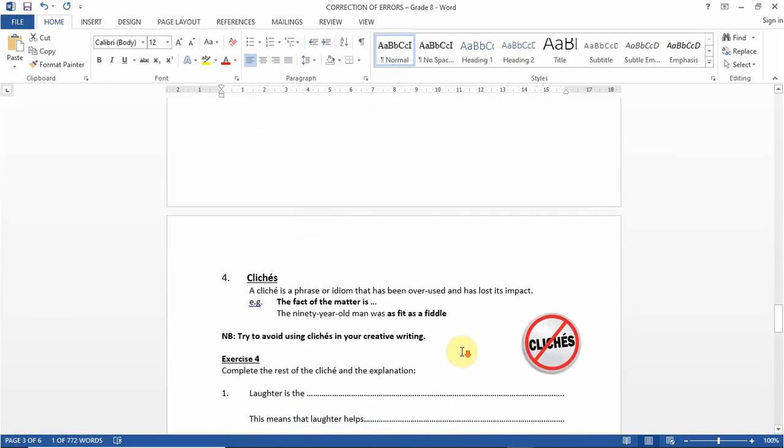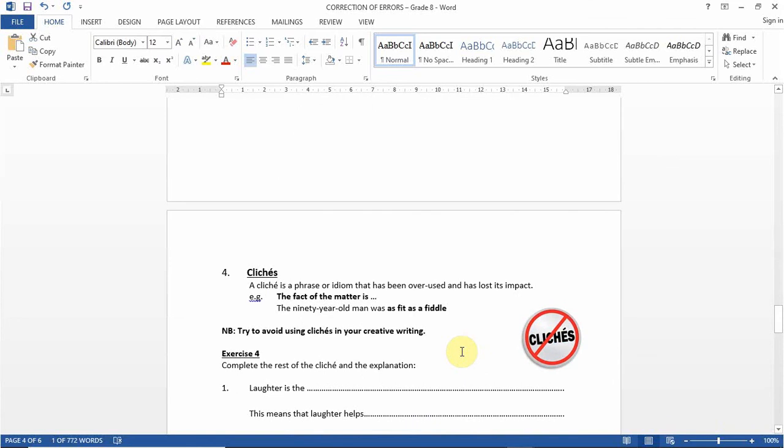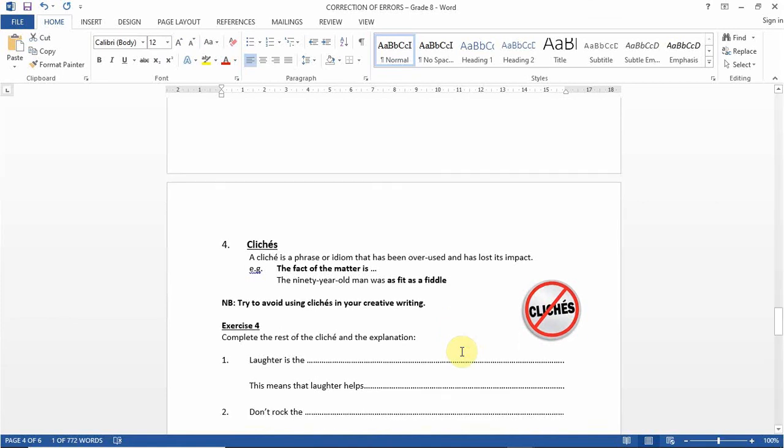Okay, fourth error, cliches. Cliches are things that you want to avoid, particularly in your creative writing, because they're not very creative. A cliche is an expression that everybody almost knows or understands, to the point that it has lost its effect. It's not powerful anymore because, like I say, it's not creative anymore. It's like you can think of something better to say than that.